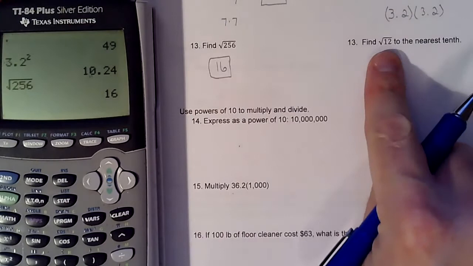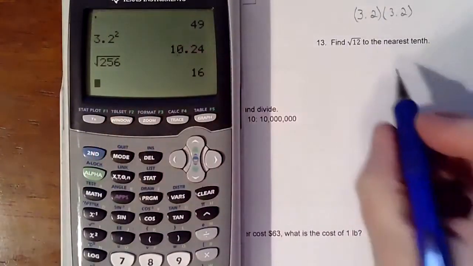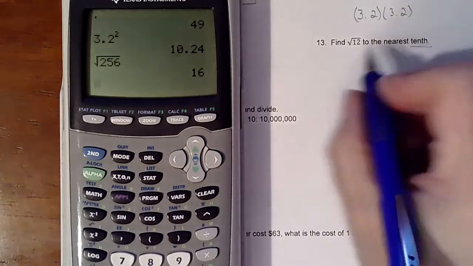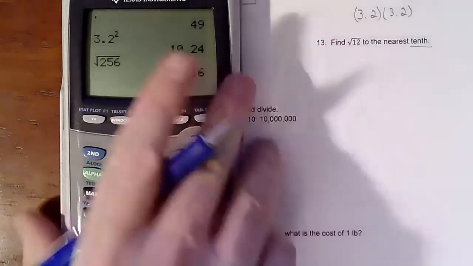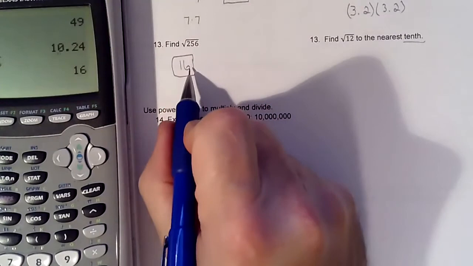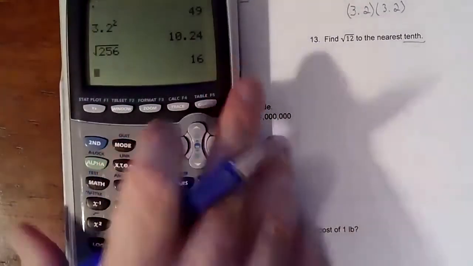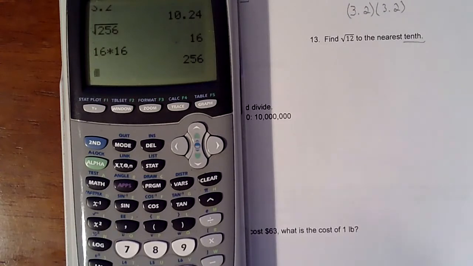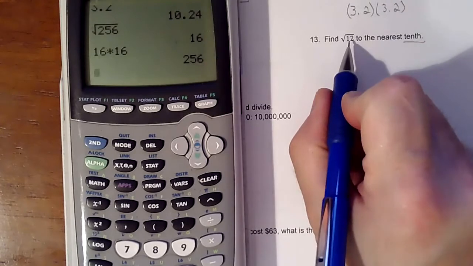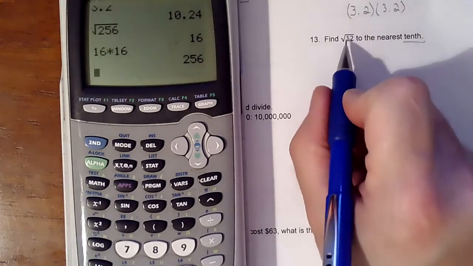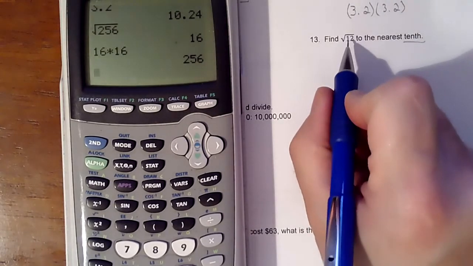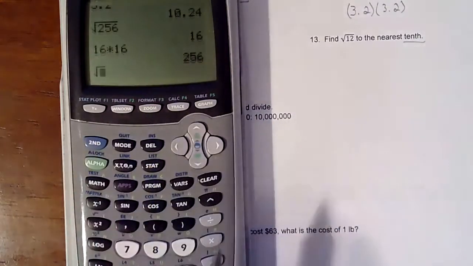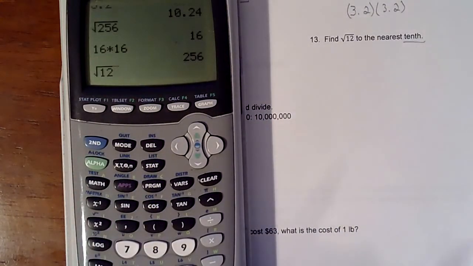Now we're going to find the square root of 12. Notice the additional direction is to find it to the nearest 10th. That's because this is not a perfect square. 256 is a perfect square because 16 times 16, or 16 squared, is 256, so we're undoing that process. But there is nothing you can multiply by itself to get 12, so we'll just take the square root of 12.